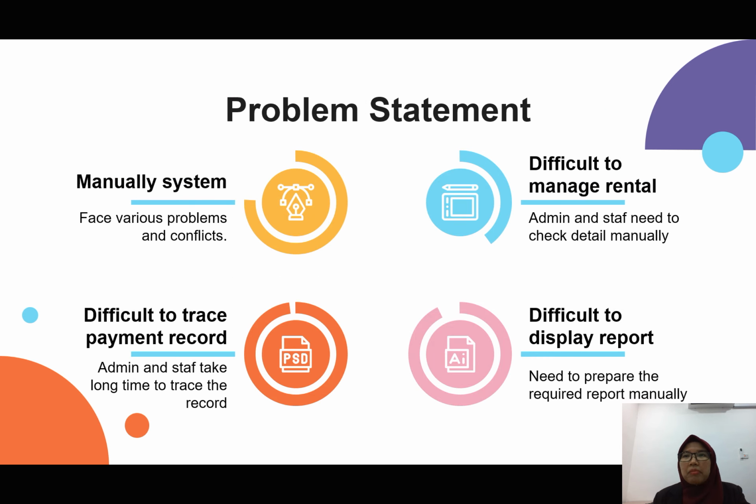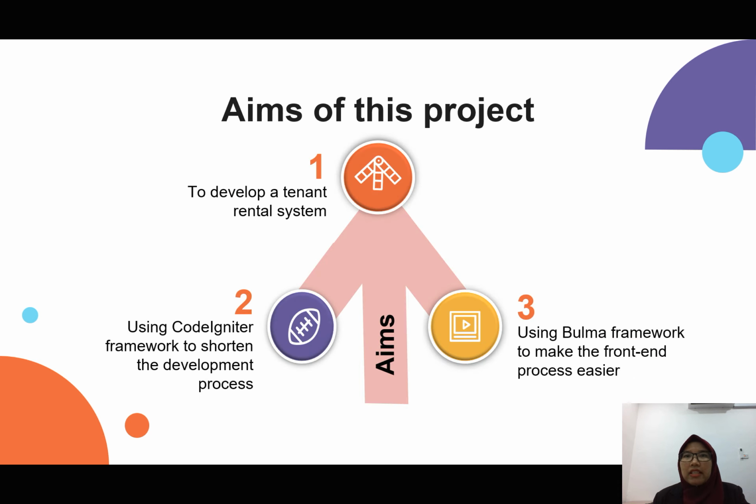There are several problem statements found. Before the proposed system was developed, the room and workspace rental monitoring process only used manual methods such as keying in the data using Microsoft Office Excel. This caused the data access process to be slow and also caused data duplication. The next problem is that it is difficult to manage rentals because admin or staff need to check detailed data manually. The third problem is that it is difficult to trace the payment record for each rental and it takes longer. The fourth problem is that it is difficult to display the required report at any time.